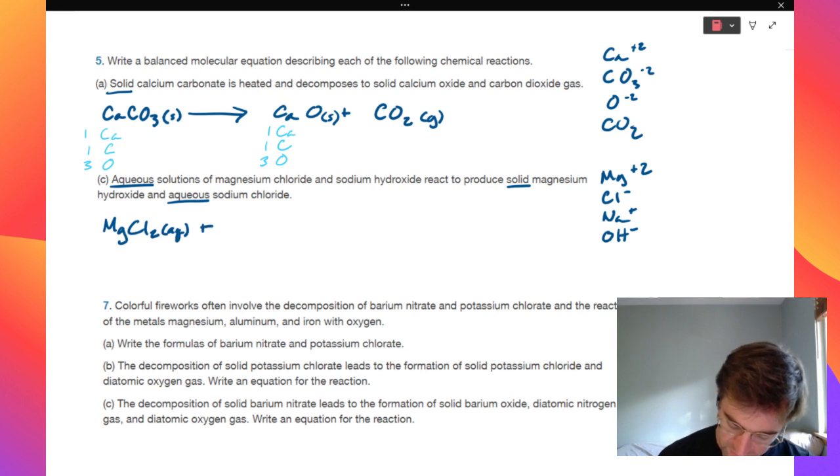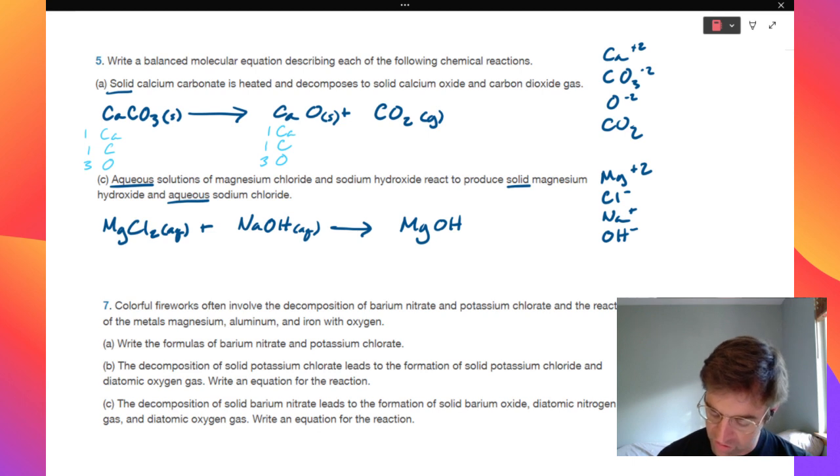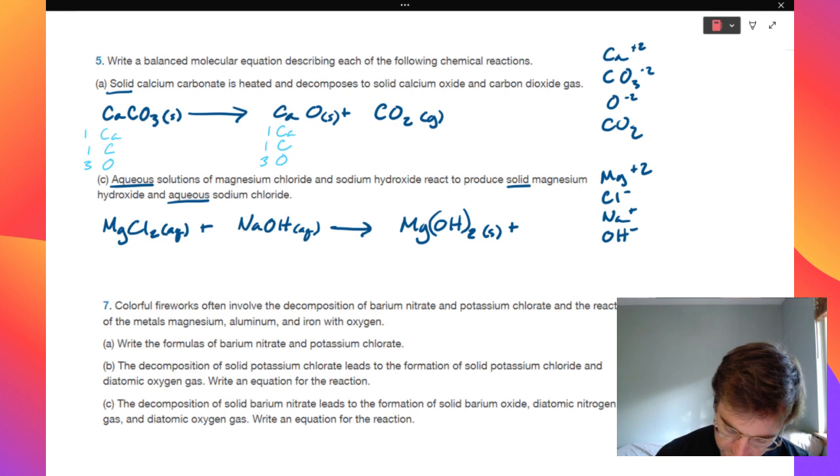And then we have sodium hydroxide. Charges balance out, so that should be neutral. These react to produce solid magnesium hydroxide. We have a +2 charge on magnesium and a -1 charge on hydroxide, so we're going to need 2 of those. That's 2. And it's solid plus sodium chloride.